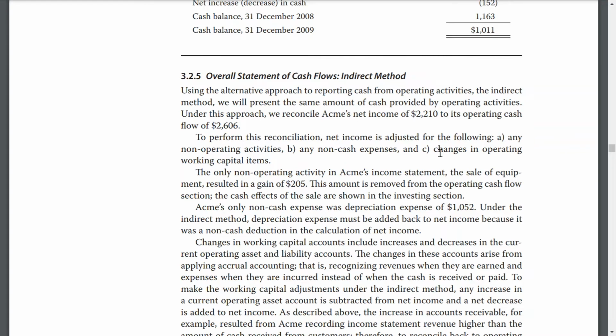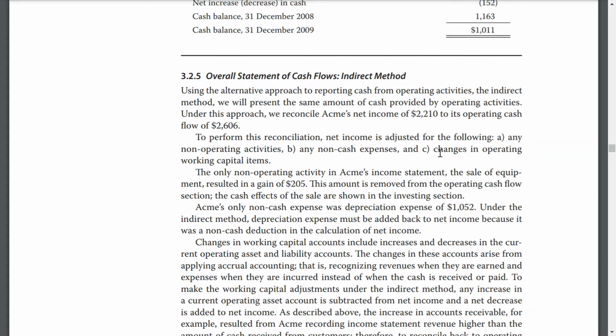Under this approach, we reconcile Acme's net income of 2,210 and the operating cash flow of 2,606. To perform this reconciliation, net income is adjusted for the following: A, any non-operating activities; B, any non-cash expenses; and C, changes in operating working capital items.